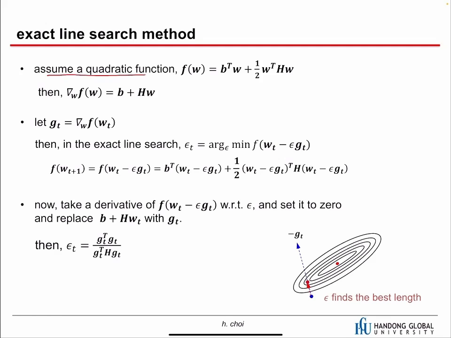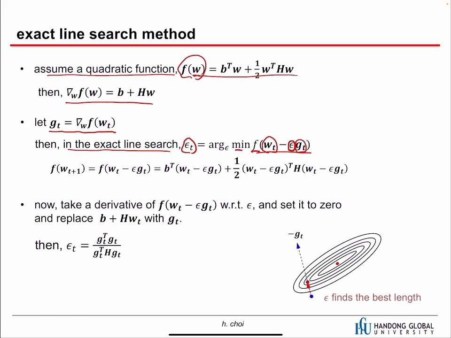So assume a quadratic function like this, and this is a gradient. Let g_t be the gradient. Then in the exact line search, epsilon_t will minimize this function. From w_t we calculate the derivative of this function, and with this gradient, the gradient is now fixed. The gradient is given, and then with a different learning rate, we are going to minimize this function. So don't get confused. We are interested in minimizing this function with w.